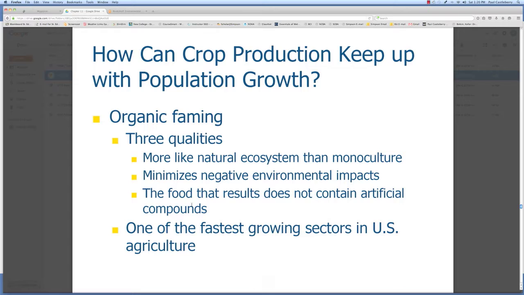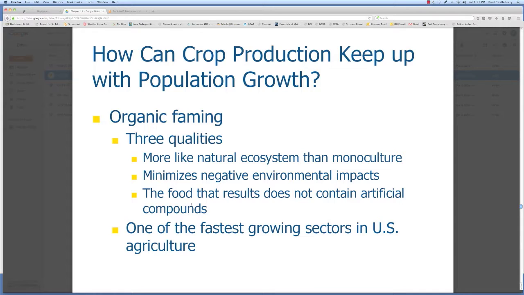Organic farming, that's been in the news the last 20 years especially. There are 3 qualities to organic farming. It's more like the natural ecosystem than the monoculture. We talked about that. So you would grow crops that would be in various stages of an ecosystem, like a forest land or with animals, those types of systems. This would help to minimize negative environmental impacts. And most importantly, the food does not contain artificial compounds.